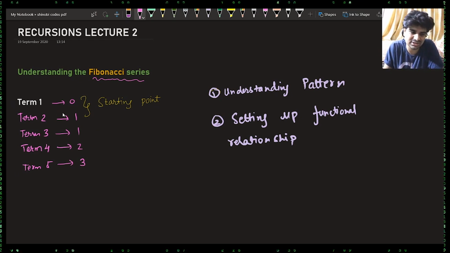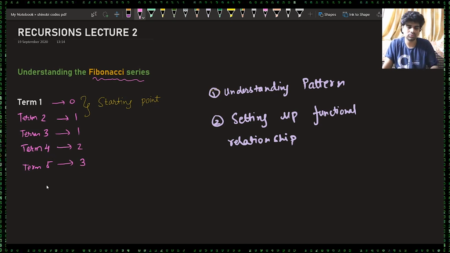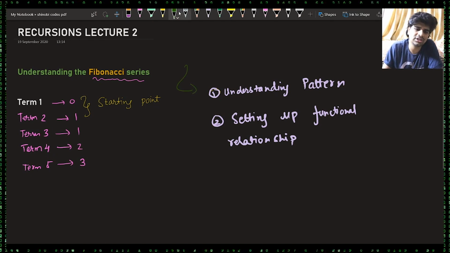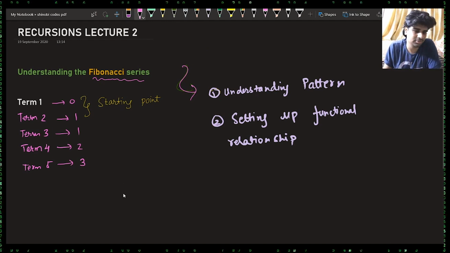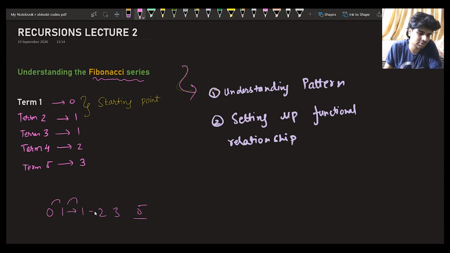Basically the term number 1 is 0, term number 2 is 1, 3 is 1, 4 is 2, and the 5th is 3. Okay, this is the series. So I gave you this homework, that I want you to understand the pattern amongst these terms. If you are pretty good at basic logical reasoning, you will say, okay, the next term will be 5, because the sum of these two terms is this term, the sum of these two terms is this term, and the sum of these two terms is this term.